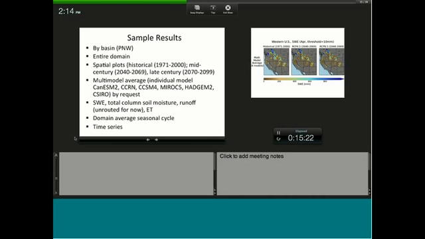So we have these things by basin, and for the basin results I'll show only the Pacific Northwest. Again, if anybody's particularly interested in, say, the Colorado River Basin, those are around. We have the entire domain, which is everything in the west.